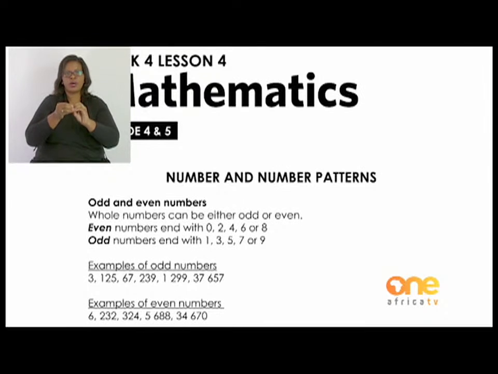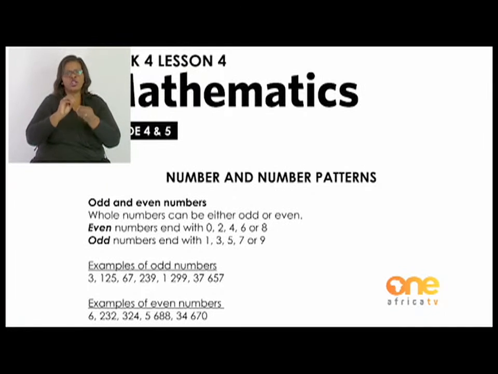Whole numbers are classified as odd and even numbers. Even numbers end with 0, 2, 4, 6, and 8. Whereas odd numbers always end with a 1, 3, 5, 7, and 9. So there are examples shown there on page 13, which show odd numbers.